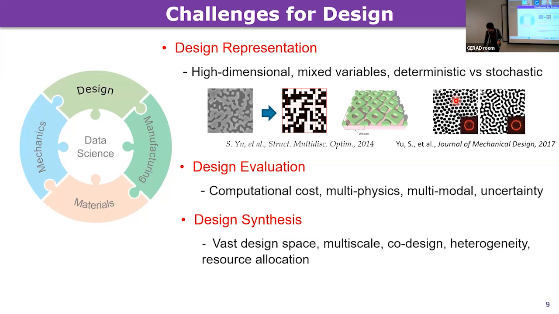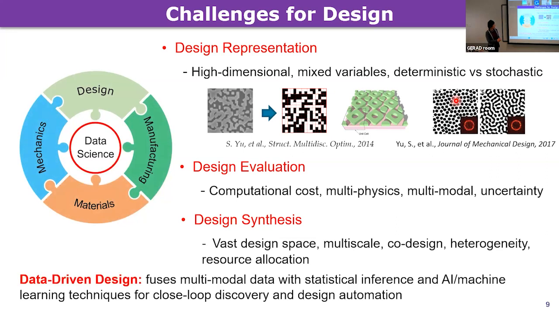And resource allocation is a big problem. So we're using this paradigm called data-driven design, fusing information from different sources using statistical inference techniques, like a GP, Gaussian process, as well as machine learning techniques, like deep learning, to do closed-loop discovery and design automation. At the end, we hope that humans can have very little interference with the process and everything could be automated. That's the research vision that we have there.